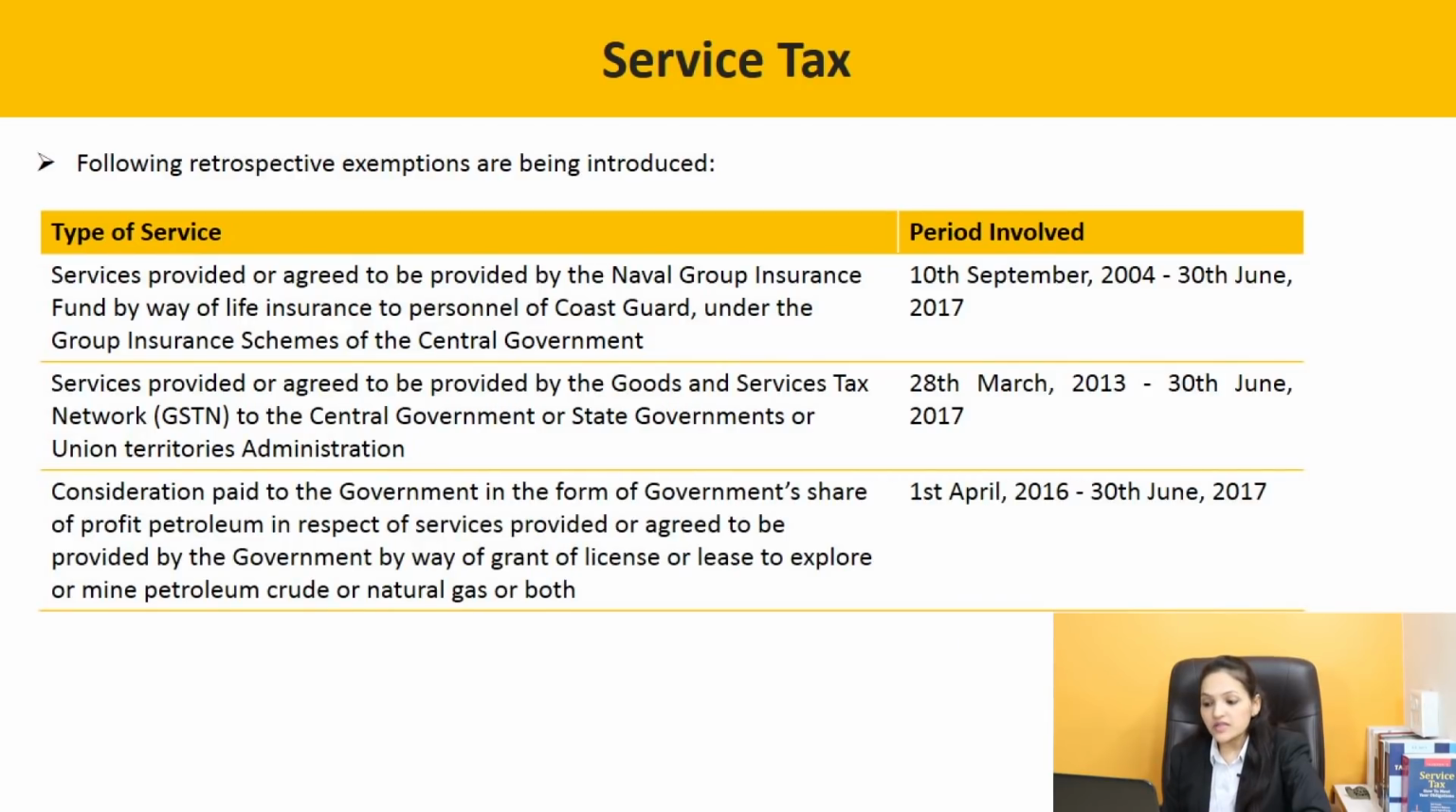Third, consideration paid to the government in the form of government's share of profit petroleum in respect of services provided or agreed to be provided by the government by way of a grant of license or lease to explore or mine petroleum crude or natural gas or both. And the period of exemption is from 1st April 2016 to 30th June 2017.